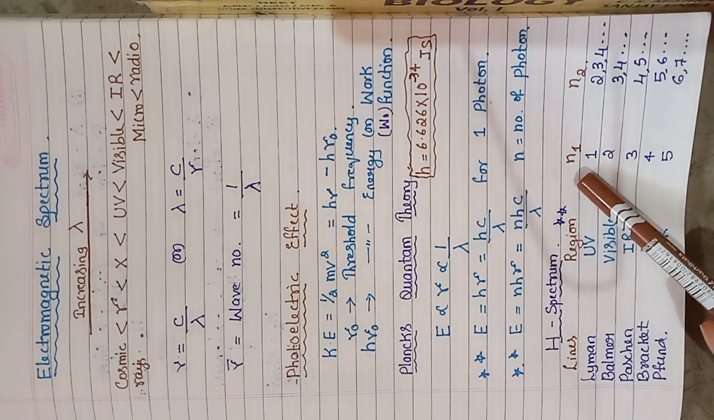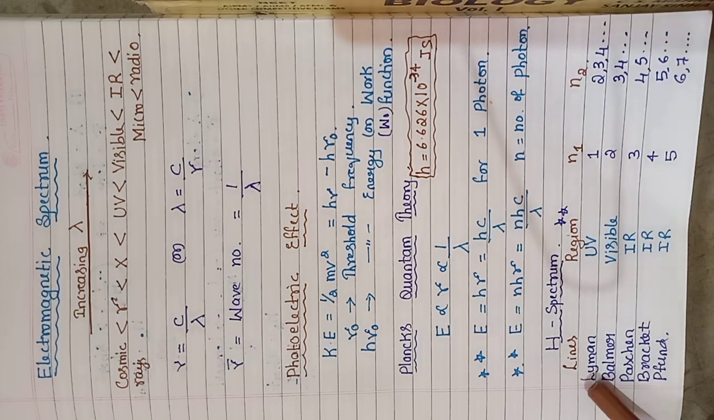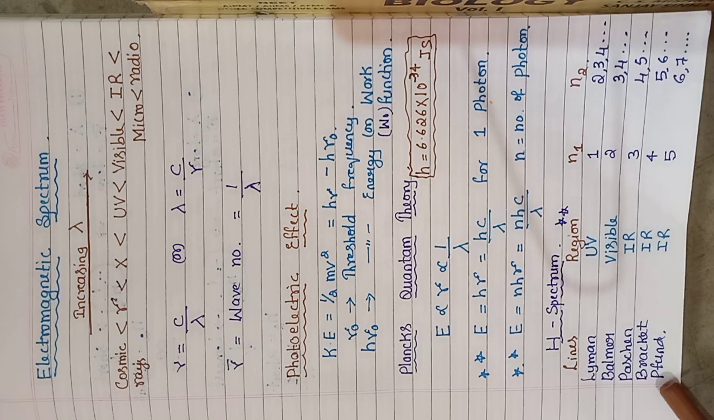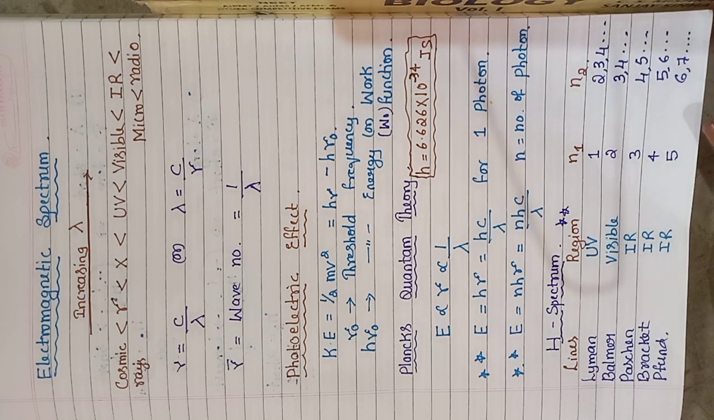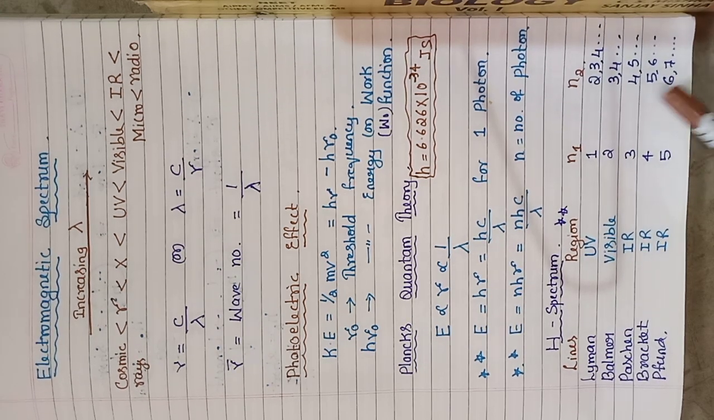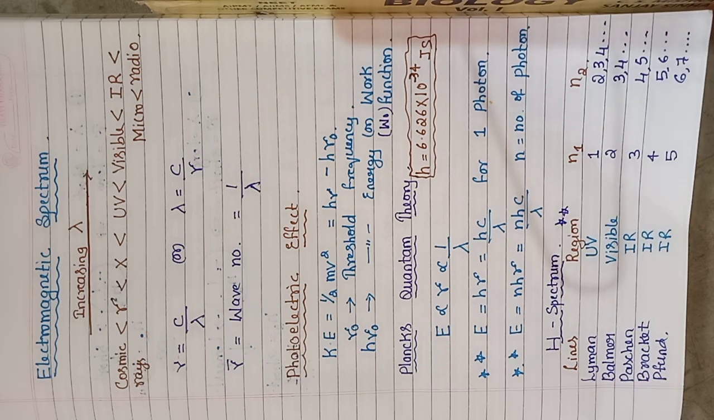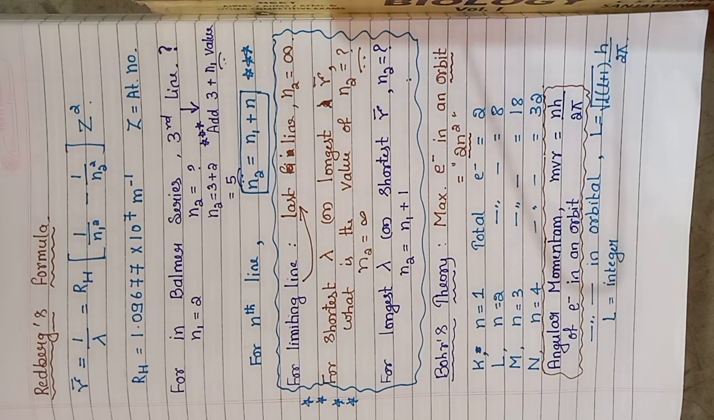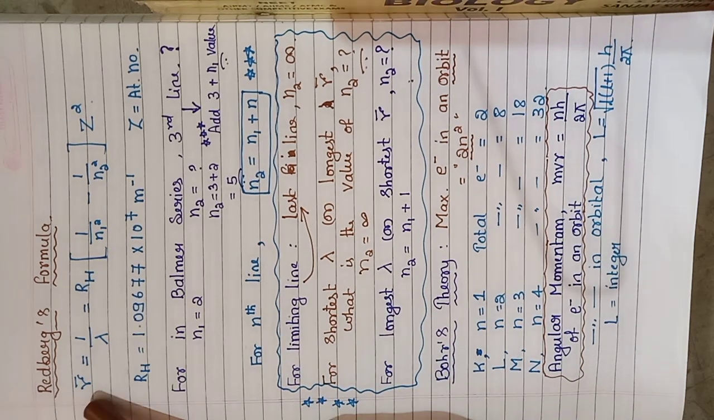And according to the series, we have to remember the value of n1. For Lyman series, n1 value is 1, Balmer is 2, Paschen is 3, Brackett is 4 and Pfund is 5. Similarly, n2 value starts with 2, 3 and so on. For Balmer 3, 4, Paschen 4, 5, Brackett 5, 6 and Pfund 6, 7, so on. So we have to remember this hydrogen spectrum series, region and n1 and n2 value to calculate the numericals.